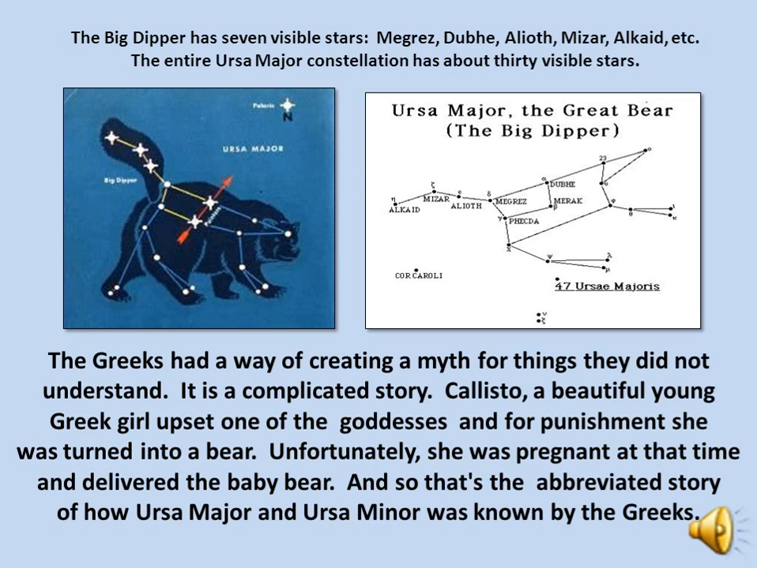As you can see, Ursa Major has more than the 7 stars that are in the Big Dipper. Actually, the latest count is there are 86 visible stars in the Ursa Major constellation, as seen by the naked eye.